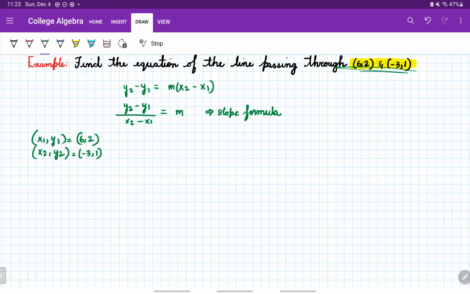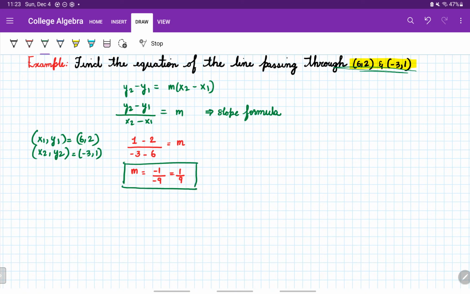So now let us plug it in here. Instead of y2 you have 1. Instead of y1 you have 2. Instead of x2 you have negative 3. And instead of x1 you have 6. Then you get m equals negative 1 by negative 9, which is 1 by 9. So now we have m as 1 by 9.